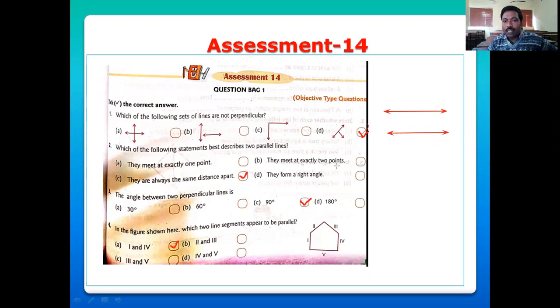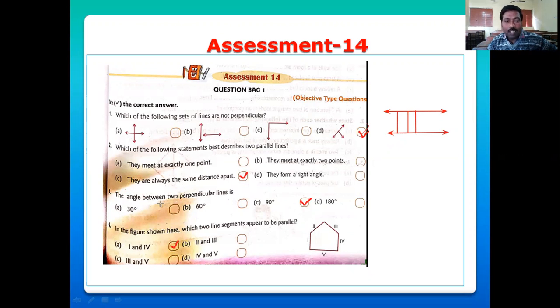B, they meet at exactly 2 points. No, they do not meet at 2 points either. C, they are always the same distance apart. Yes, this is correct. The distance is always the same apart. When we draw a perpendicular line between any two parallel lines, it has a definite length, that is a constant length. So our answer will be C.